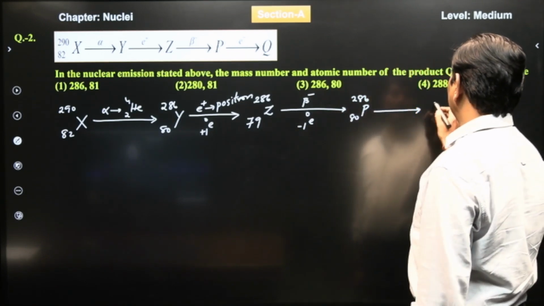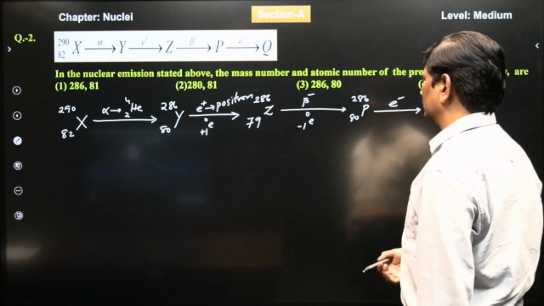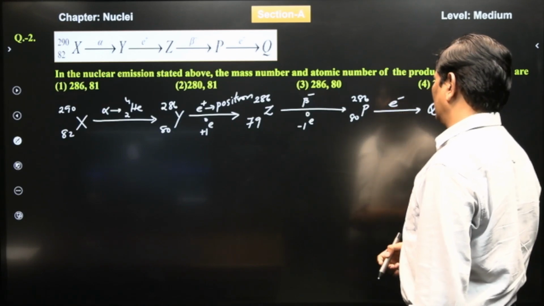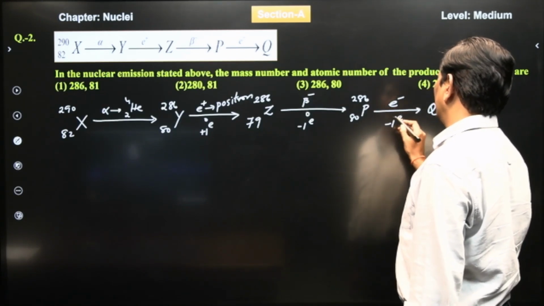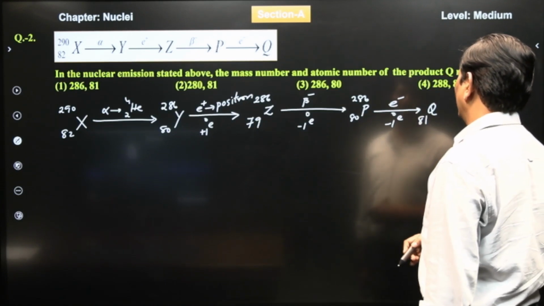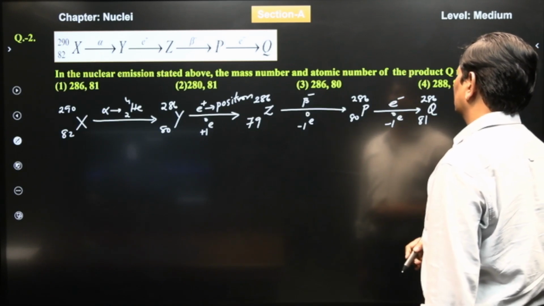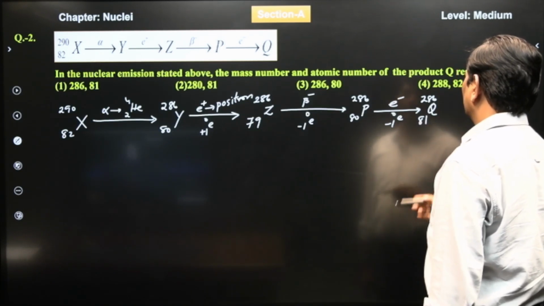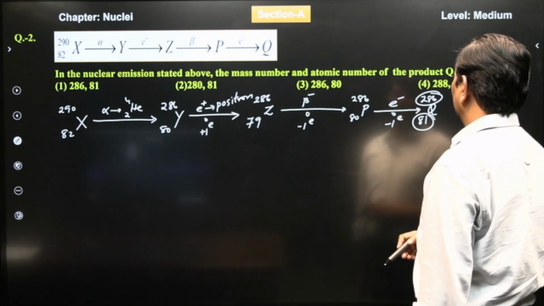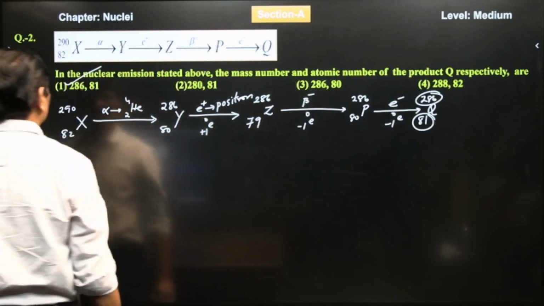And this P becomes Q with the release of e minus. e minus is again electron. Beta minus is electron, e minus is also electron. So it is -1 e 0 again. So atomic number increases by 1 to 81, and mass number remains the same. So final Q has mass number 286 and atomic number 81. 286 and 81, you have to see, first option.